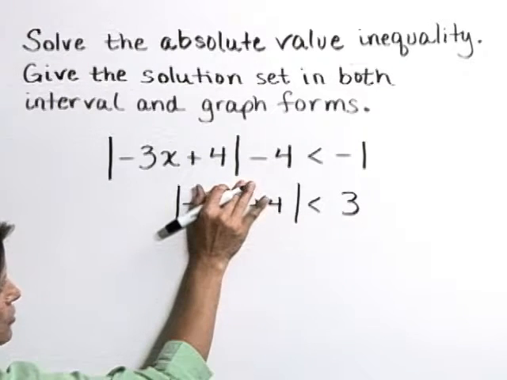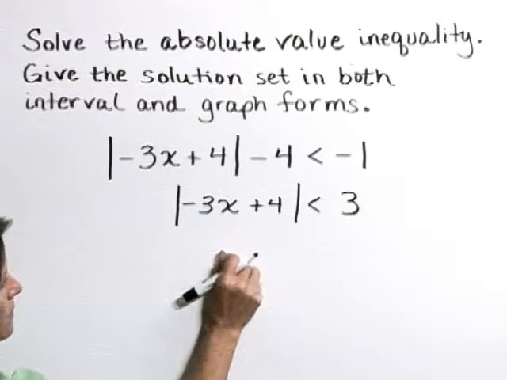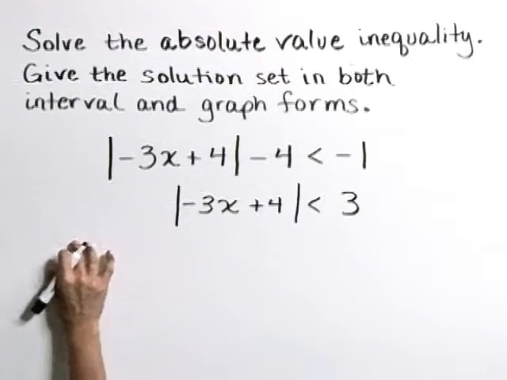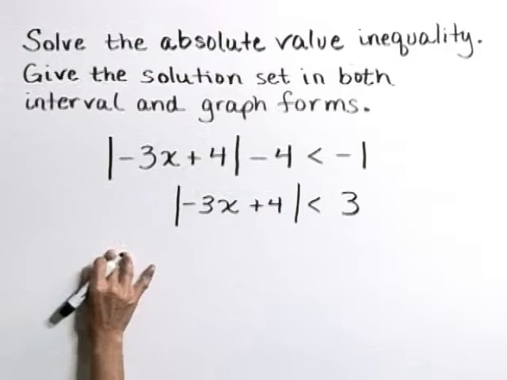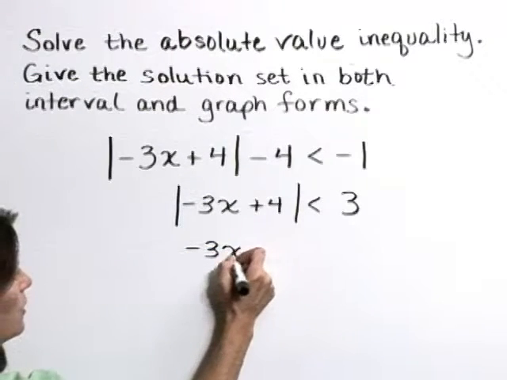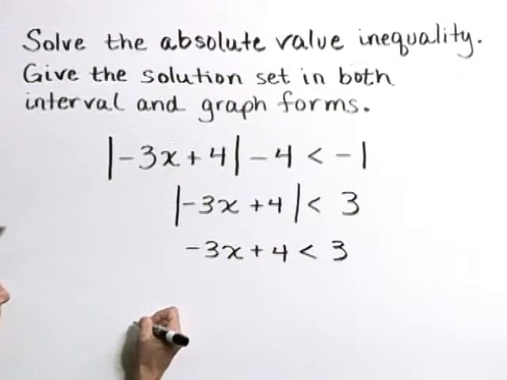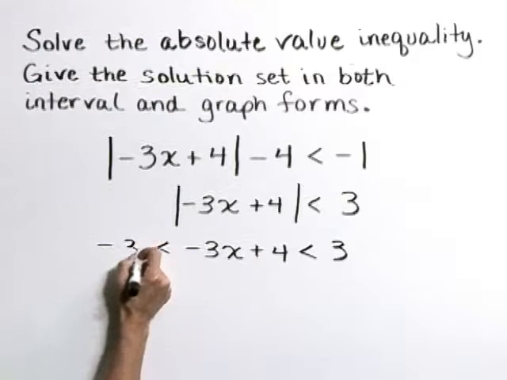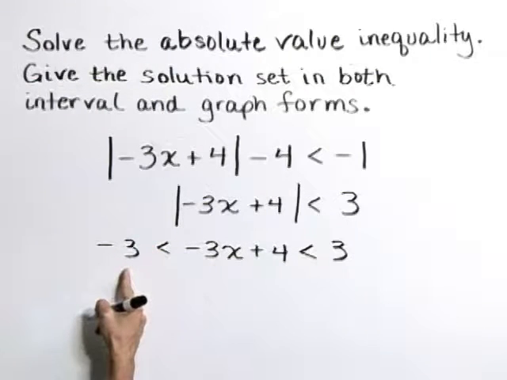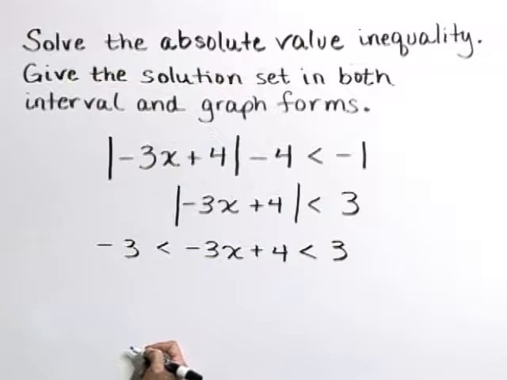That means that this expression must take on a value that is less than 3, while at the same time greater than negative 3, in between negative 3 and 3. So let's write that. Negative 3x plus 4 is less than 3, and it is also greater than negative 3. It's isolated in between those, wedged between them.